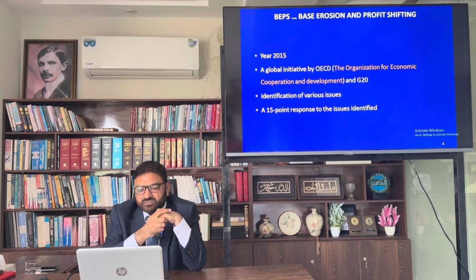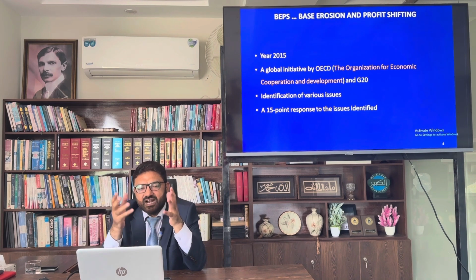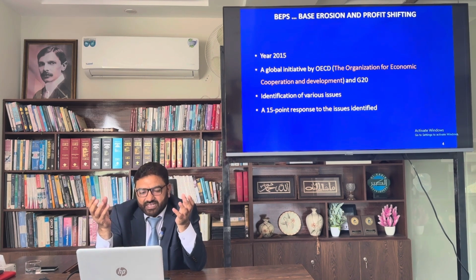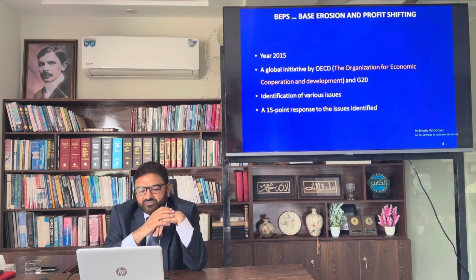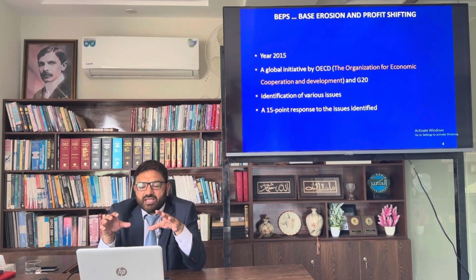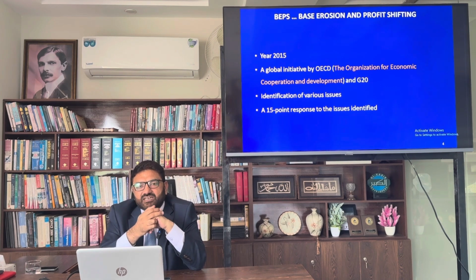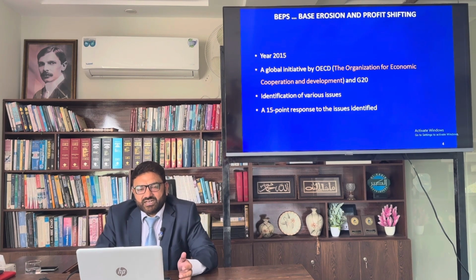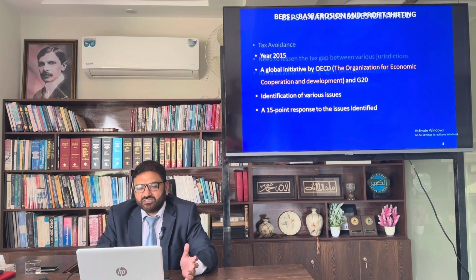Global initiatives by the OECD and G20 countries identified various issues regarding tax avoidance, and 15 points were identified. The BEPS project issued these 15 points, on which the Organisation for Economic Co-operation and Development started work. I will discuss with you what these 15 points of BEPS are.